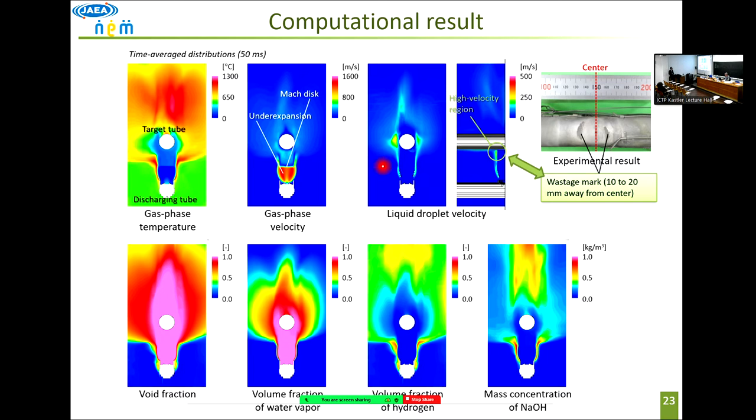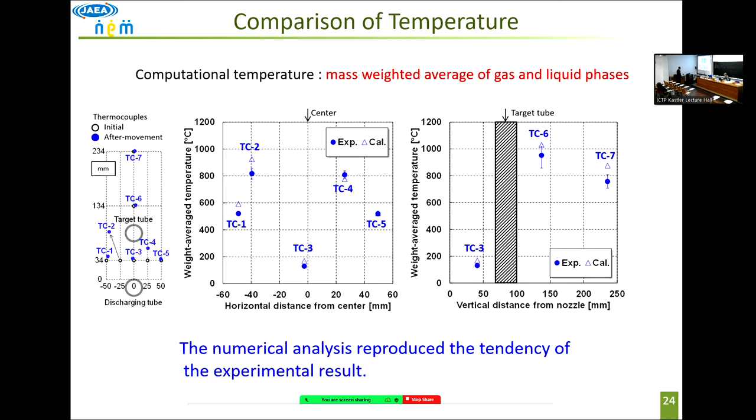And here, you will see the liquid droplet, entrainment droplet velocity. And here is just a high velocity region. It almost corresponds to the region of the highly wastage area in the experiment. And let me compare with the temperature between experiment and computational result.